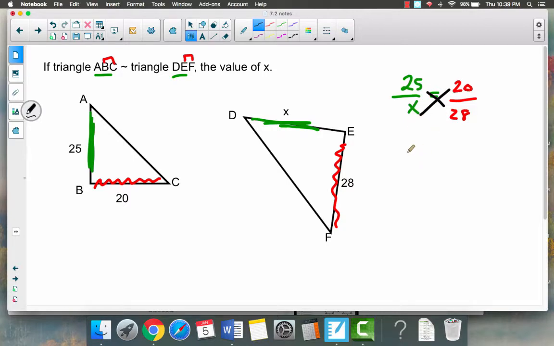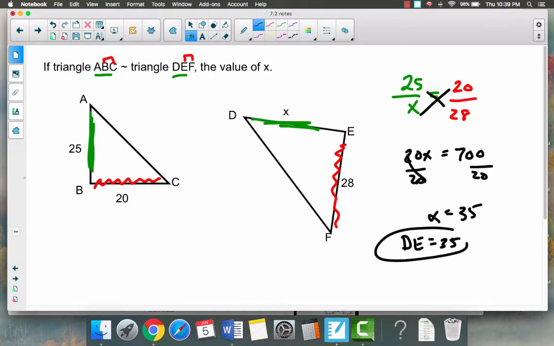So x times 20 is 20x. And then if we take the extremes and multiply them, 25 times 28, we get 700. And then all we have to do is divide by 20. So divide both sides by 20, and we get that x is 35. So this tells us that DE is a length of 35. And we could always check in the end, make sure that when we reduce those fractions down, we get the same exact scale factors.